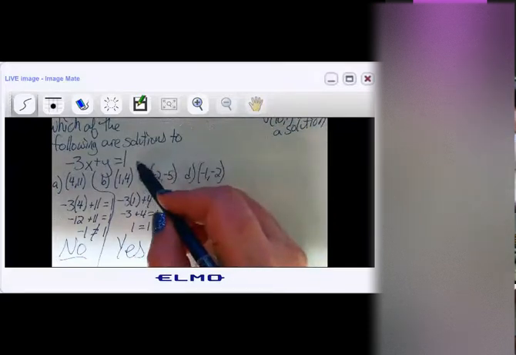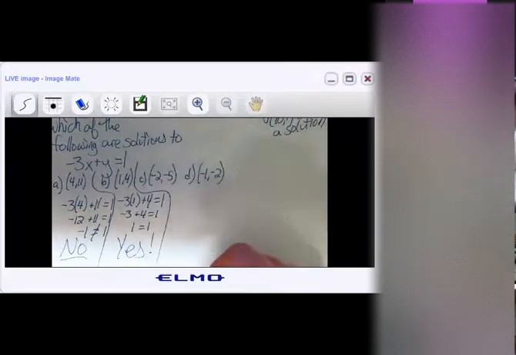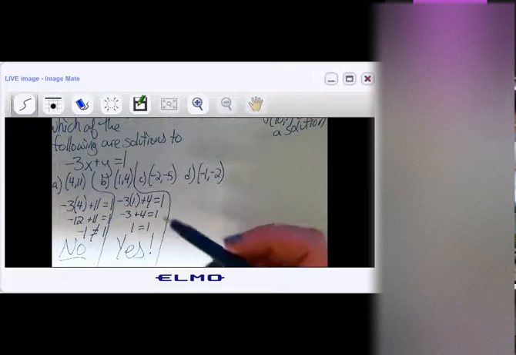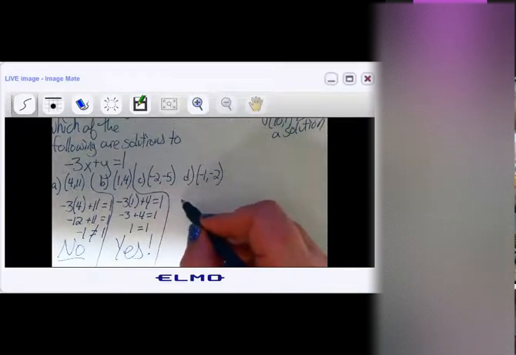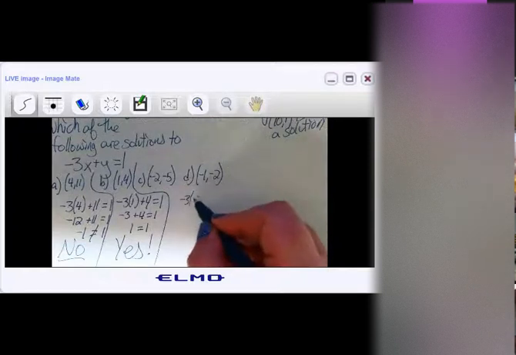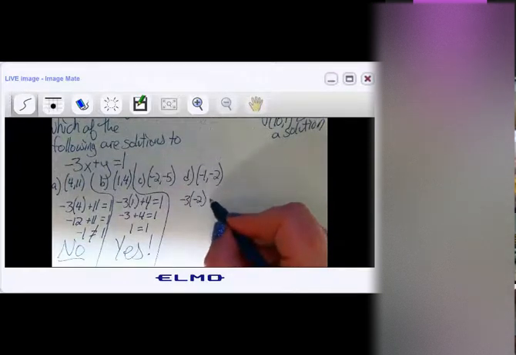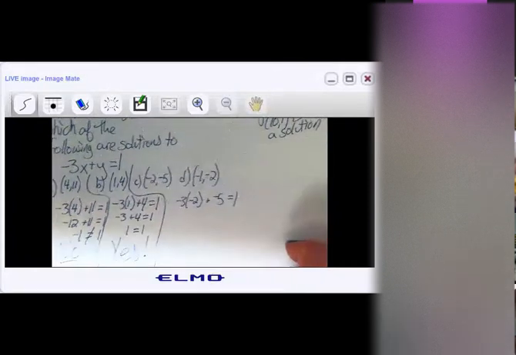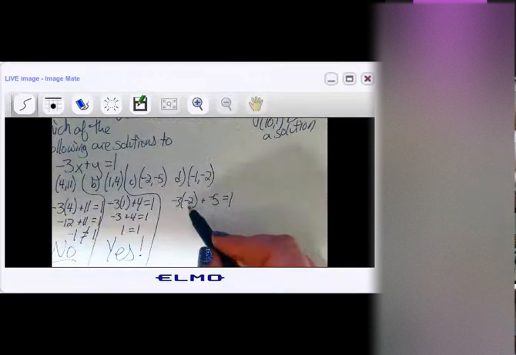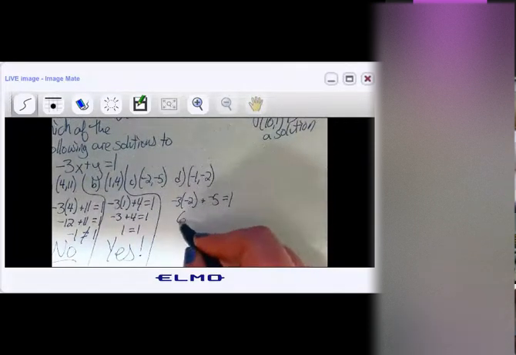I did tell you that there's more than one answer to this though. So this is not just a straight multiple choice where you think you're done. You've got to keep going. You've got to check them all. All right, let's try C, which is -2 and -5. So if I do -3 times -2, and then I add that -5 in, does that really equal 1?